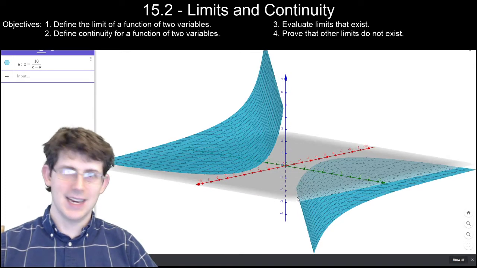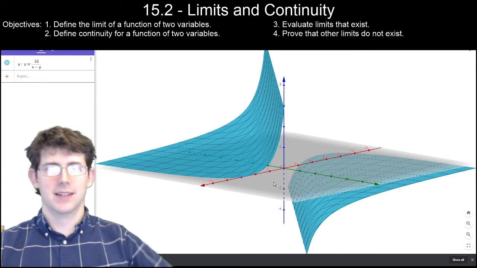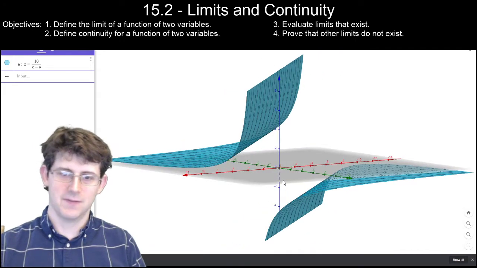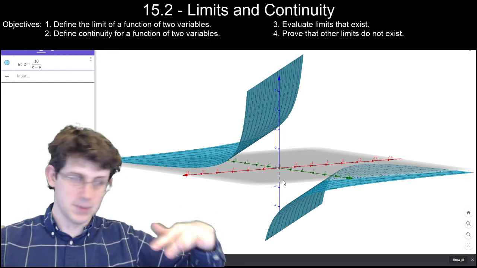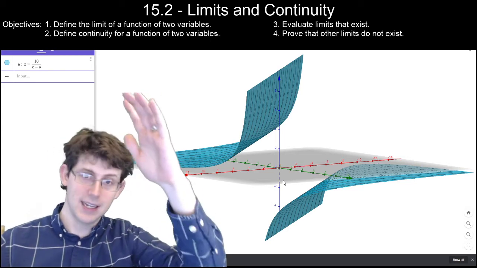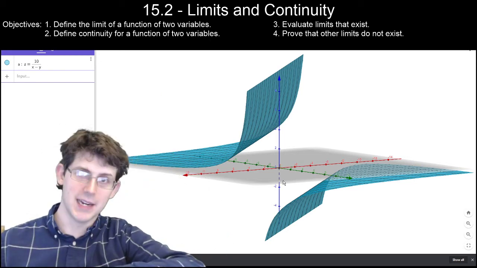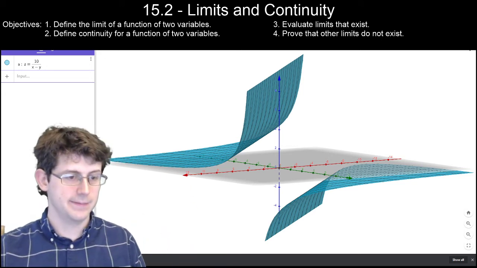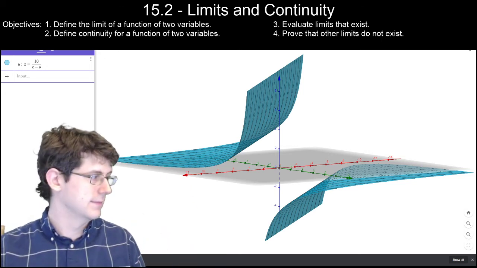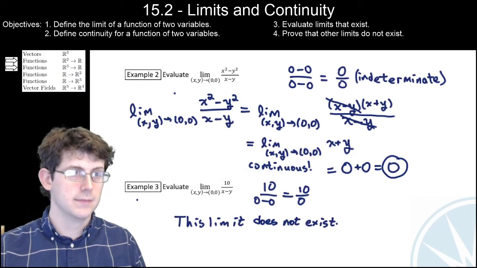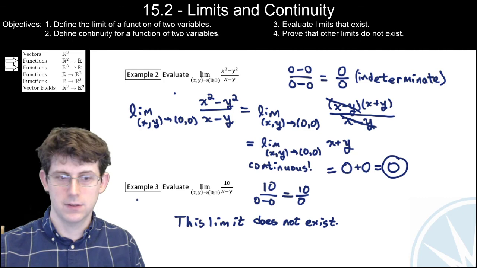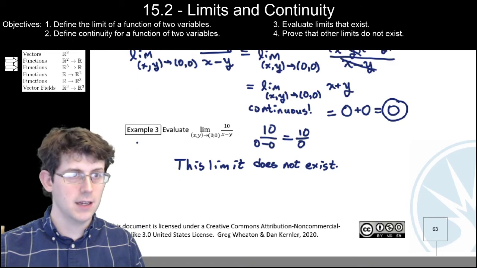This surface is not headed to any particular height, any particular z value, as x and y approach 0. Instead, from some directions you're headed off to infinity, and from other directions you're headed down to minus infinity. This limit absolutely does not exist. Okay, on to the last page, I think.